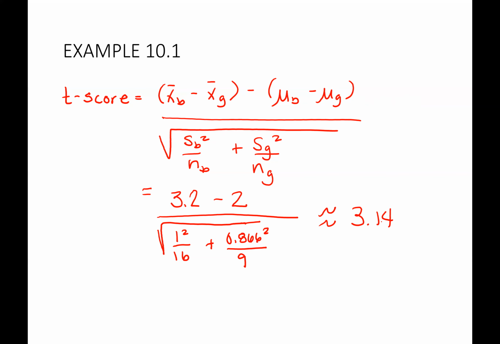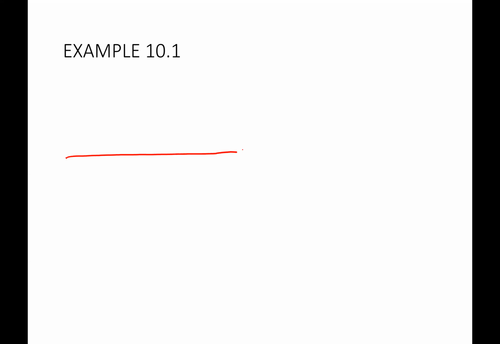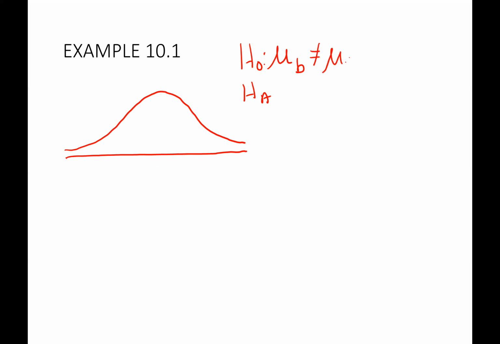Okay, so now that I know what t is, I can go in and find the p-value by finding the area underneath the curve. Now, this is a two-tailed test because our null hypothesis and our alternative hypothesis contained equals and not equals. So half of our p-value is in each tail. And this t-score is 3.14, so this one over here would be -3.14. That's the way the t-distribution works.